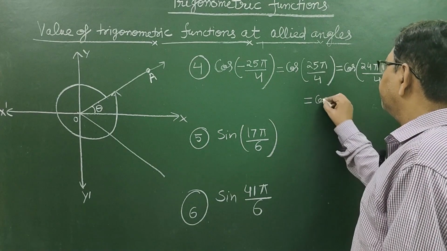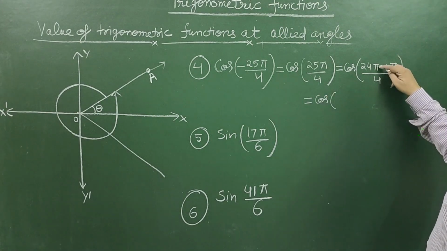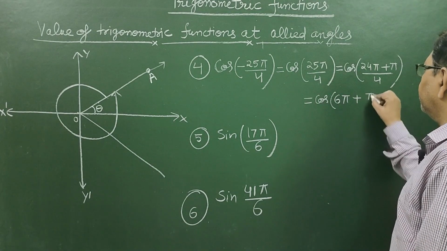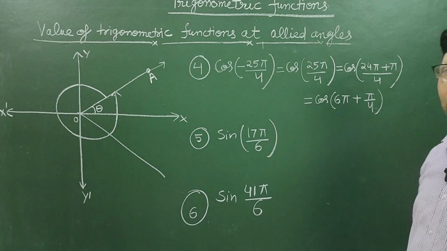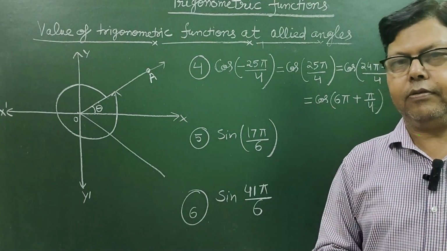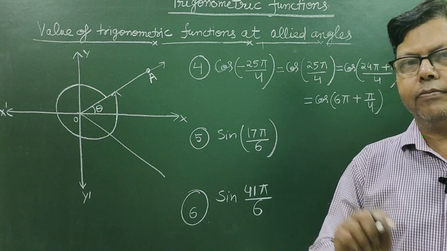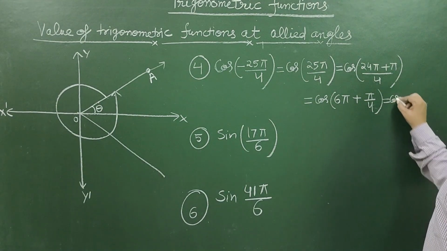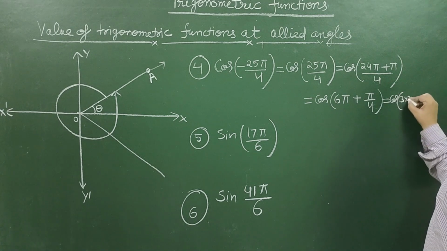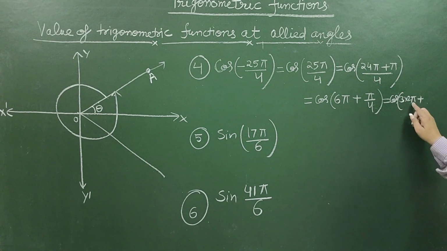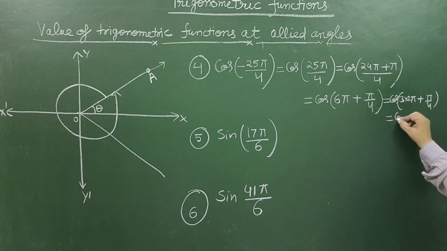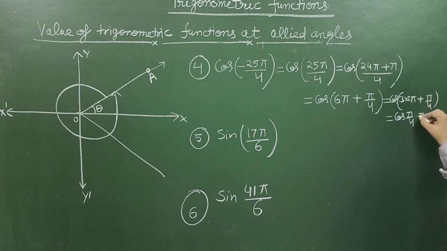So cos of 24 pi divided by 4 is 6 pi, plus pi upon 4, which is in the form of 2n pi, means n into 2 pi. So we can write this as cos of 3 into 2 pi plus pi upon 4, some multiple of 2 pi plus pi upon 4, which is equal to cos pi upon 4, and the answer is 1 upon cos 45, that is 1 upon root 2.